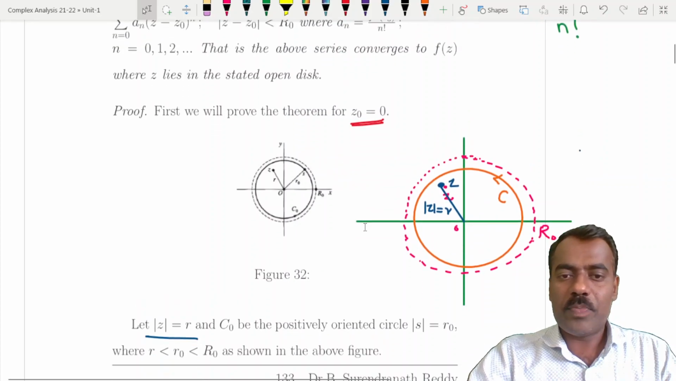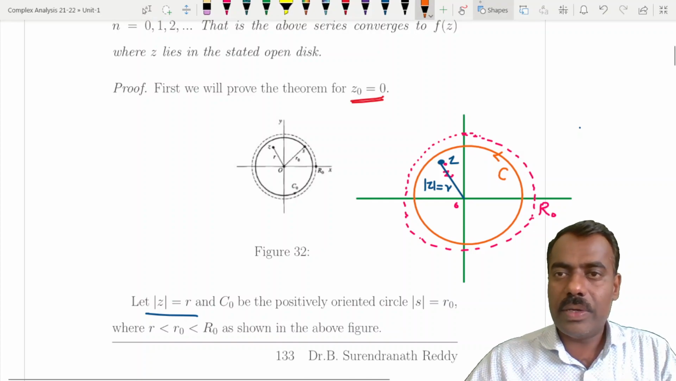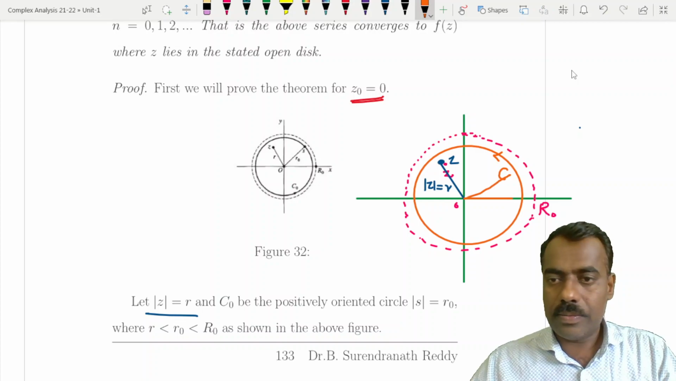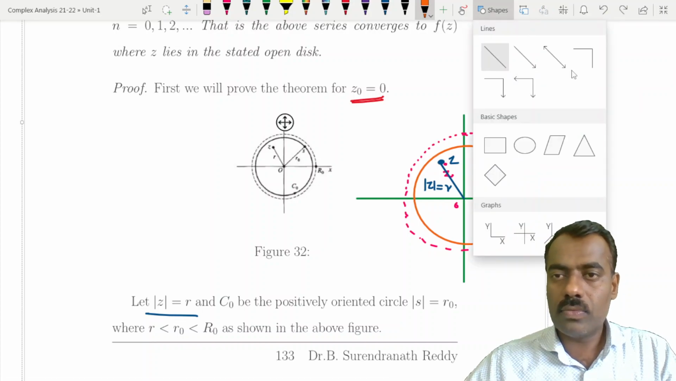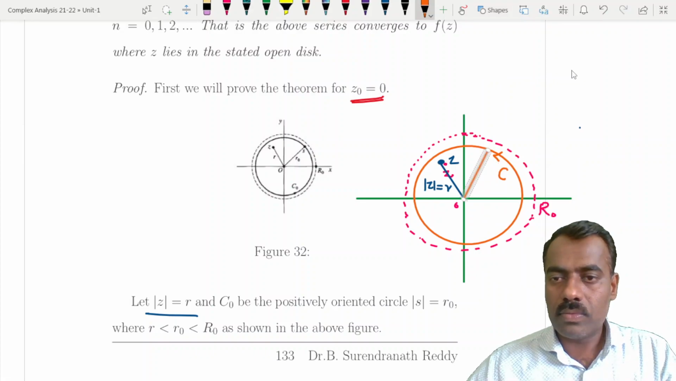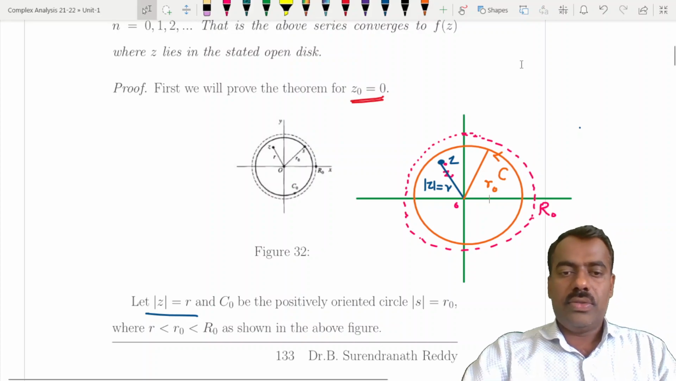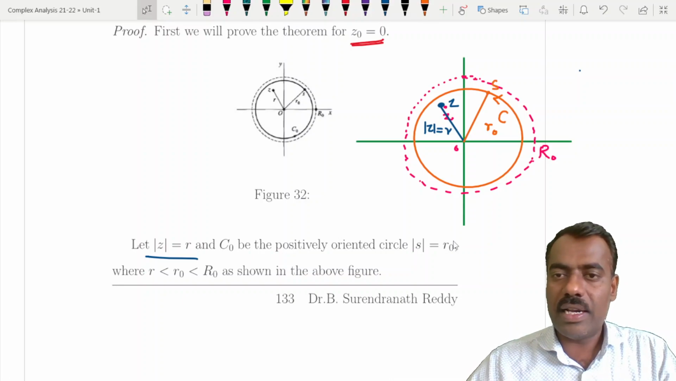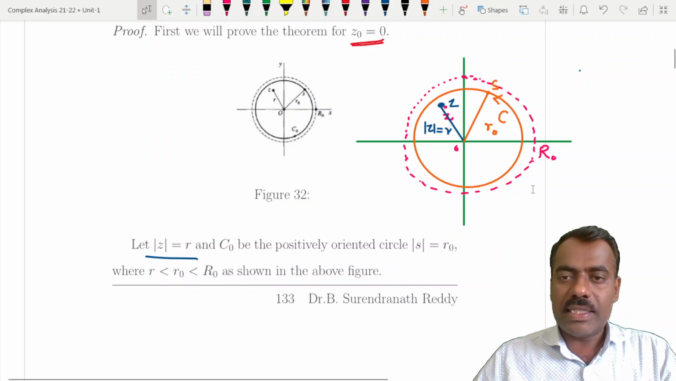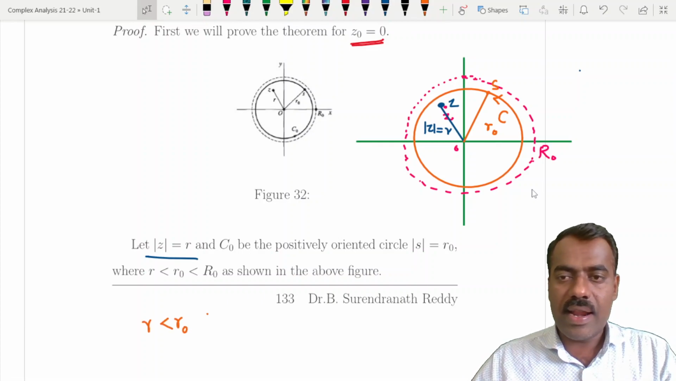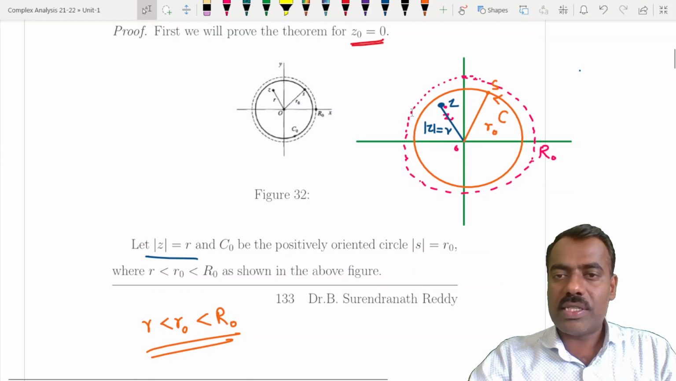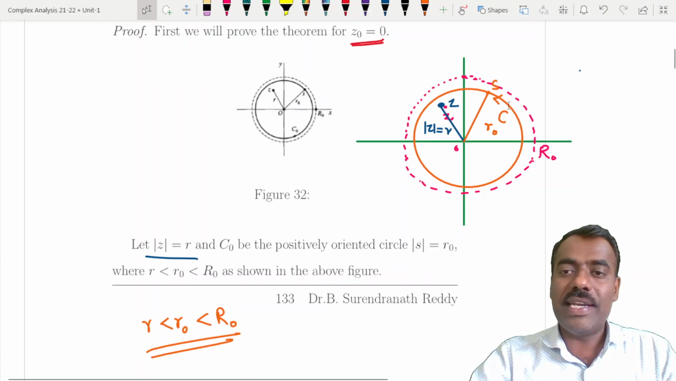And we know that f is analytic. This radius we will take as R naught. So C naught is the positively oriented circle, and any point on this we can denote by s. We have seen such notation earlier. Now what is the relation? We know R is less than R naught, and R naught is less than the given bigger R naught. With this setup we can now apply the Cauchy integral formula to this contour C, because z is interior and f is analytic inside and on C.